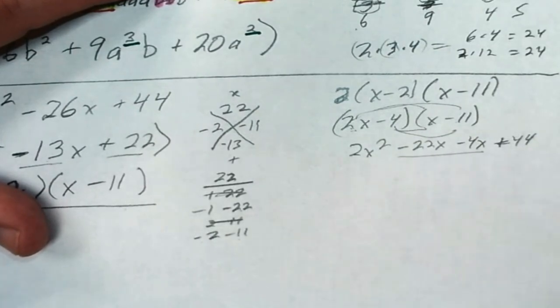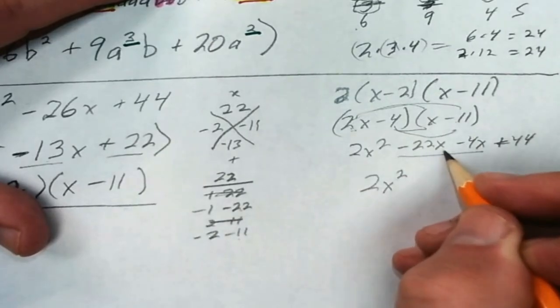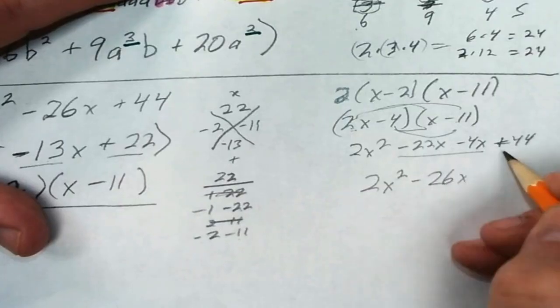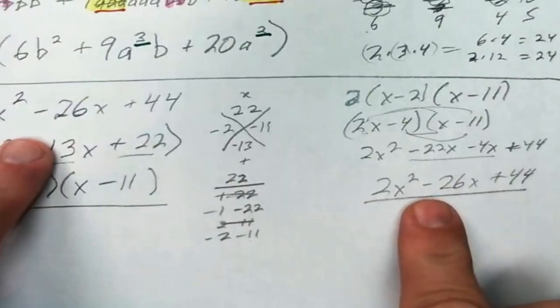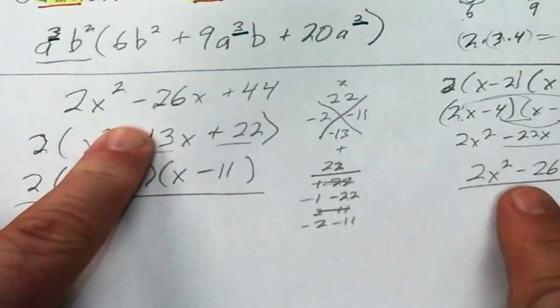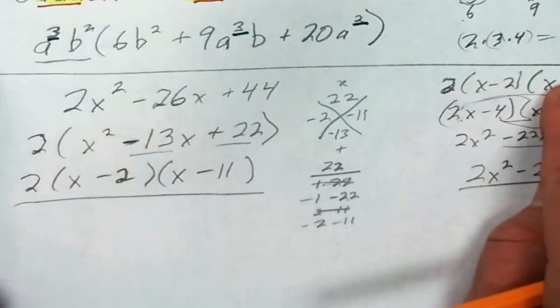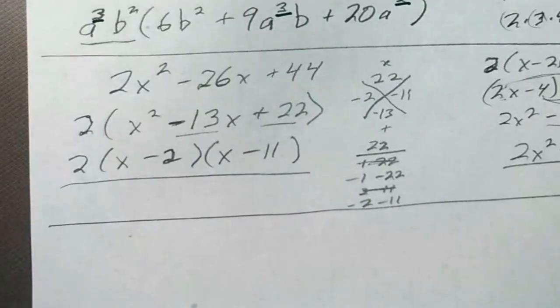These are like terms, so we can combine those. Negative 22x minus 4x is negative 26x, and then plus 44. Is that what we started with? It is. So these are confirmed to be the factors of this, factoring quadratics.